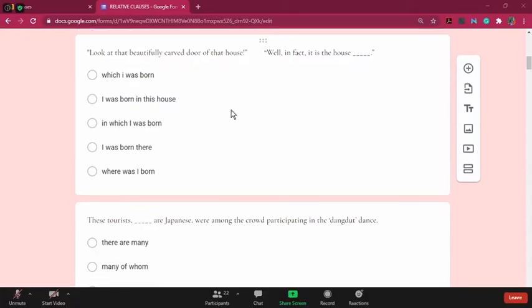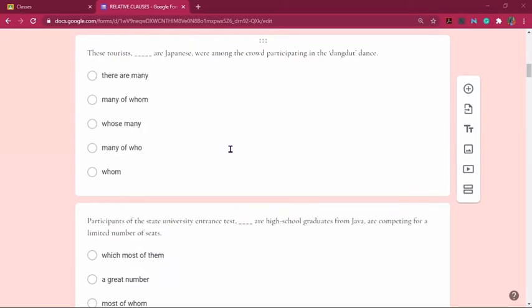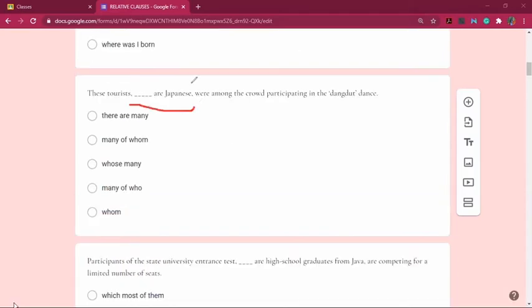Yes, so number two: these tourists, blah, blah, blah, are Japanese, were among the crowd participating in the dangdut dance. So what is the answer for this? Huh? Is that who?